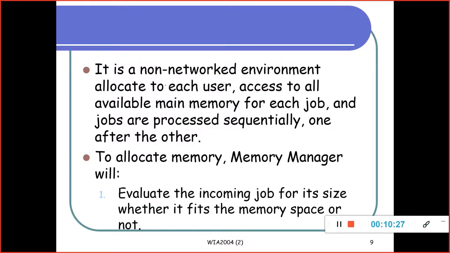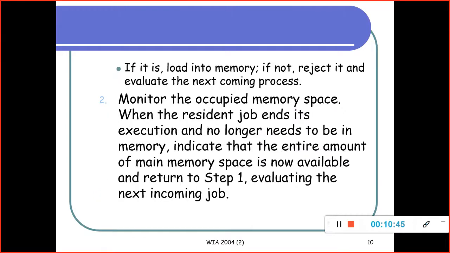It is a non-network environment allocated to each user, so this is a single PC. Each job has access to all available memory, and jobs are processed sequentially, one after another, serially. To allocate memory, the memory manager evaluates the incoming job for its size, whether it fits the memory space or not. So this is a very simple algorithm. If it fits, load it into memory; if not, reject it and evaluate the next incoming process. Monitor the occupied memory space. When the resident job ends its execution and no longer needs to be in memory, indicate that the entire amount of memory space is now available and return to step 1, evaluating the next incoming job.